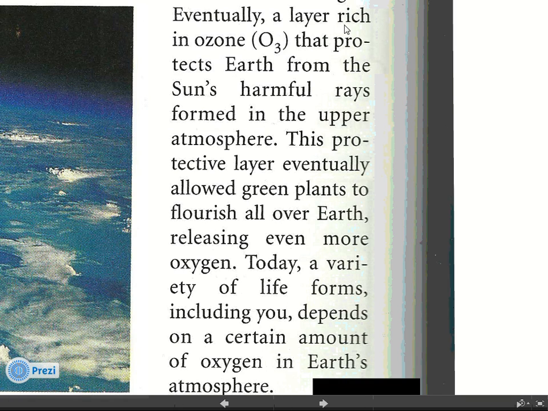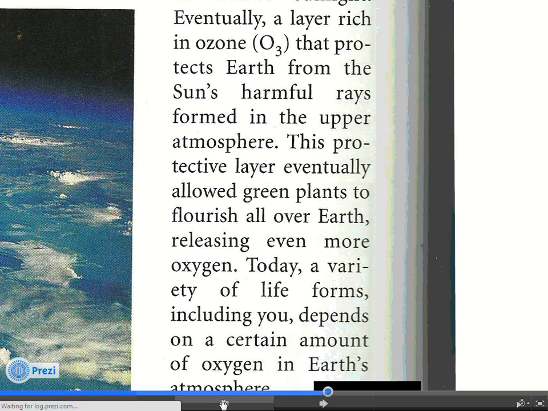Eventually, a layer rich in ozone, that's O3, that protects Earth from the sun's harmful rays, formed in the upper atmosphere. This protective layer eventually allowed green plants to flourish all over Earth, releasing even more oxygen. Today, a variety of life forms, including you, depends on a certain amount of oxygen in Earth's atmosphere.